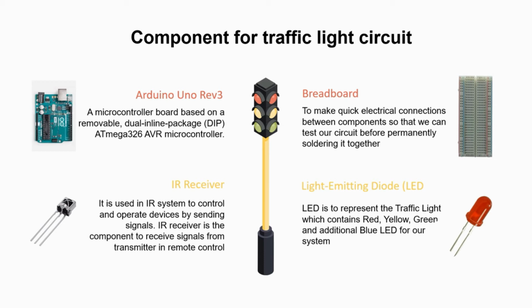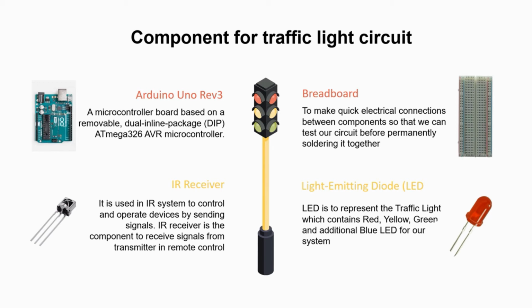The second component is the breadboard. The breadboard is used to make quick electrical connections between components so that we can test our circuit before permanently soldering it together. The next component is the light emitting diode. As I have mentioned before, LED. It is to present the traffic light which contains red, yellow, green, and an additional blue LED for our system.